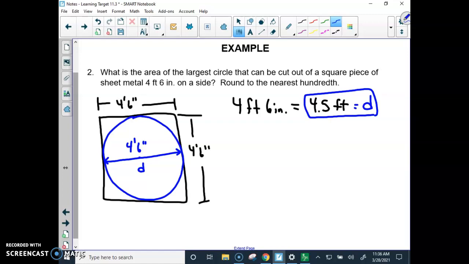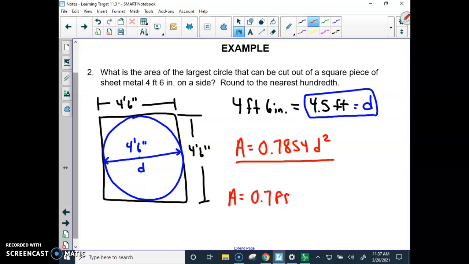I like using the easier of the two formulas. I'm going to use this one, and I'm going to use red for this so it separates it a little bit. Area equals 0.7854 times diameter squared. Now again, if you wanted to cut the diameter in half and call that 2.25 feet, and then use your pi r squared formula, you could. But I'm just going to use this one. It seems like it's pretty easy to use. So area is equal to 0.7854 times 4.5 squared.